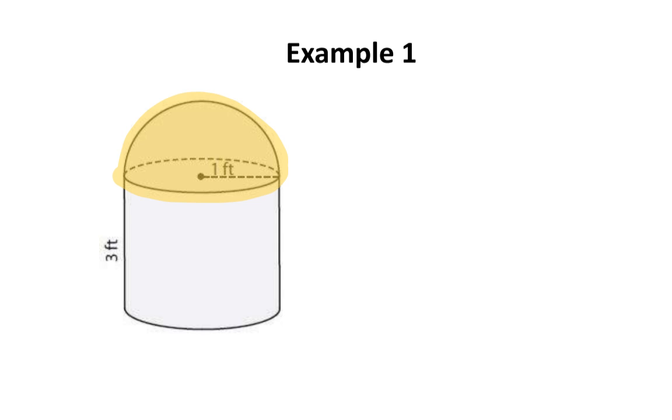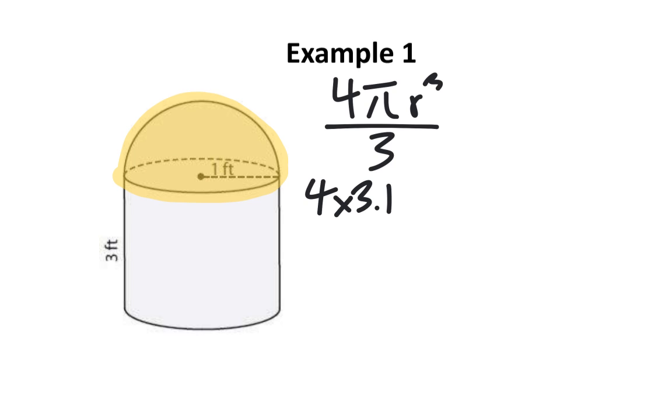Let's focus on this part of the composite figure first. This figure appears to be half a sphere, which means I'll need the radius. Since we already have the radius, we can go straight to its equation, which is 4 multiplied by pi multiplied by radius cubed, then divided by 3. We know that pi is 3.14 and the radius here is 1.